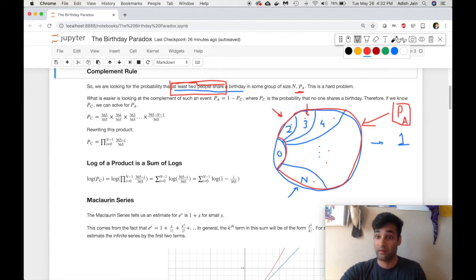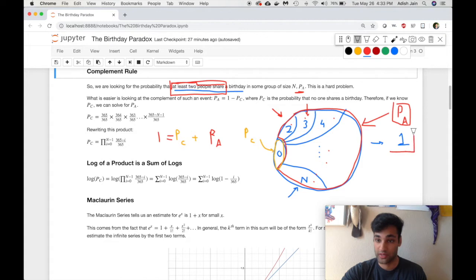But what we have now is a partitioning of our probability space, where P of A is on one side, and this other event, the probability that 0 people share a birthday, is on the other side, right? And we know that this is some other event. Let's call the probability associated with that event P of C. Then we know that P of C plus the event that at least 2 people share a birthday, P of A, these must sum to 1, right? These must sum to 1.